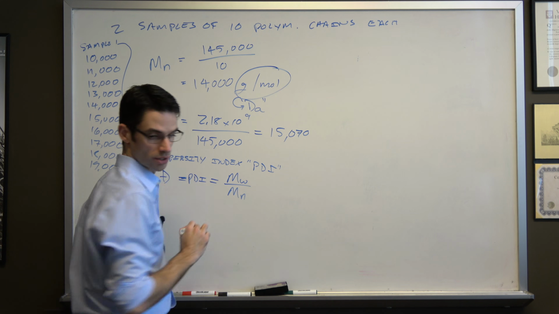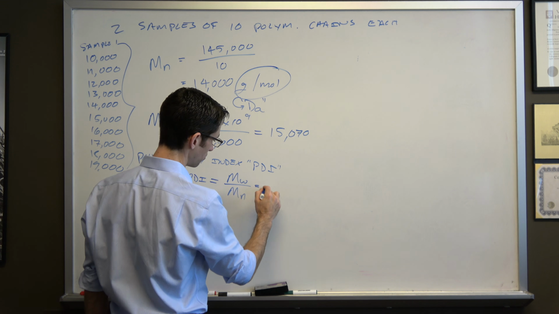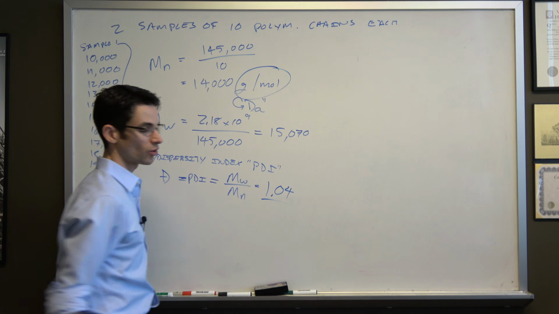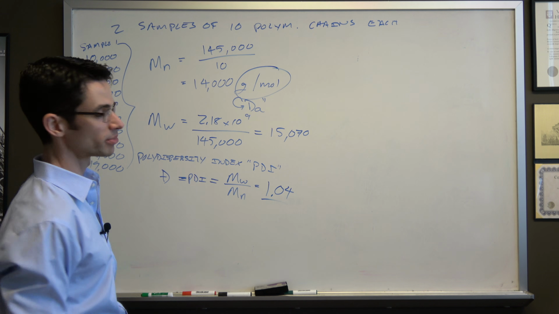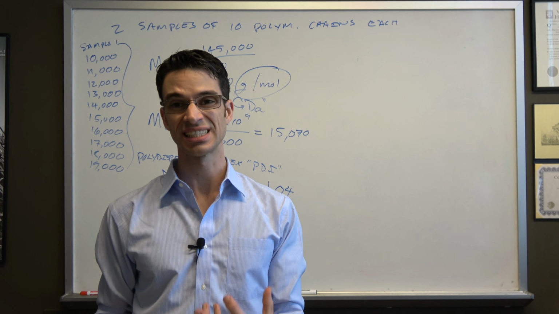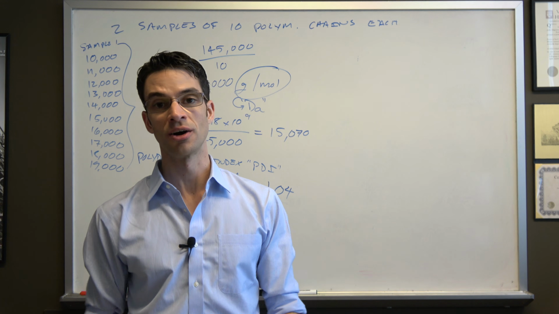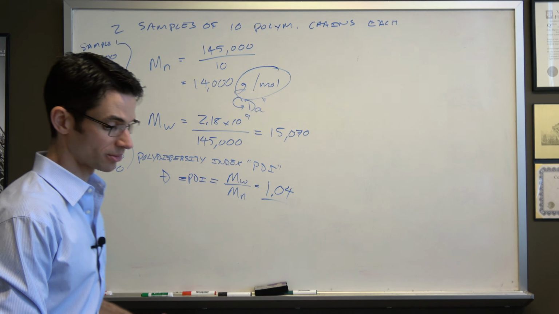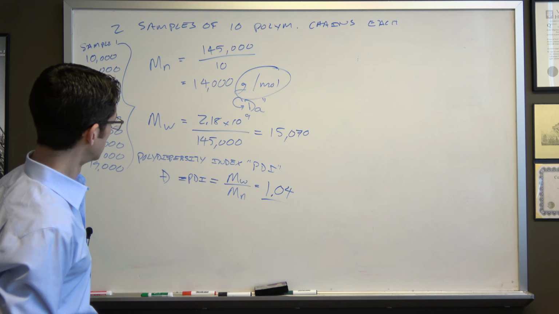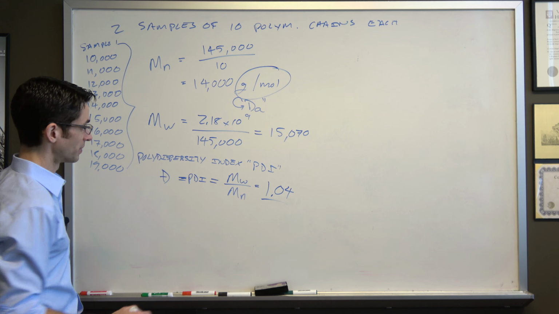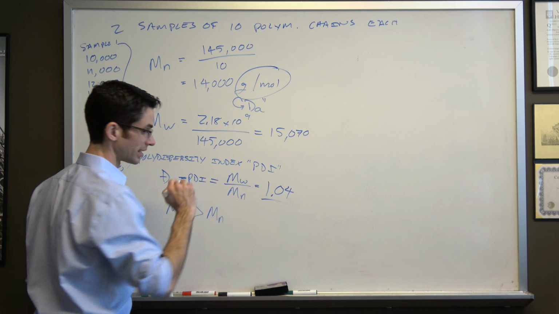The PDI is M sub W over M sub N, and in this case we have M sub W over M sub N of 1.04, which is actually quite a narrowly distributed sample. Even though it looks like it's pretty widely distributed, in the world of polymers this is not considered as being very disperse at all. Usually polydispersity indices are over 2, for example. But being close to 1 is good. So, okay, this works because M sub W, by the way we defined it, is always greater than M sub N.